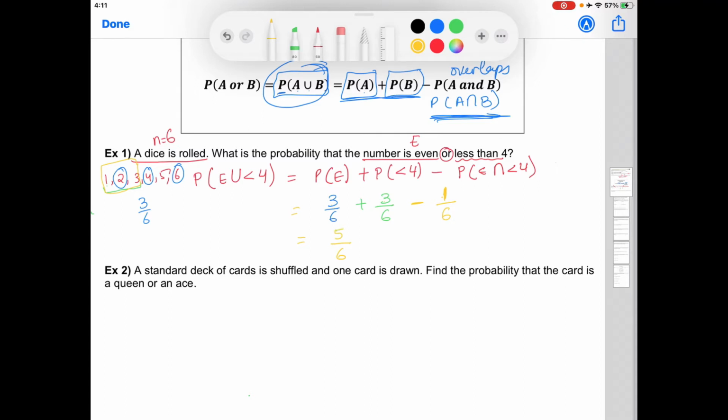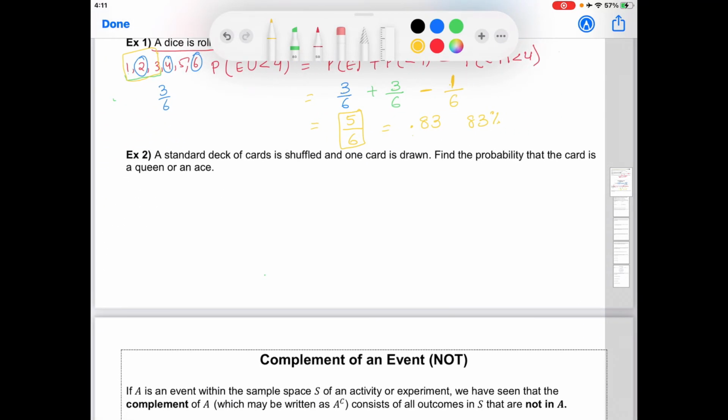3 plus 3 is 6, minus 1 is 5. So it's 5 over 6, or you can divide it. 5 divided by 6 is 0.83. That is also an acceptable answer. I said probability is between 0 and 1, right? 0.83 is between 0 and 1. Or if you want to write it as a percent, it is 83%, okay?